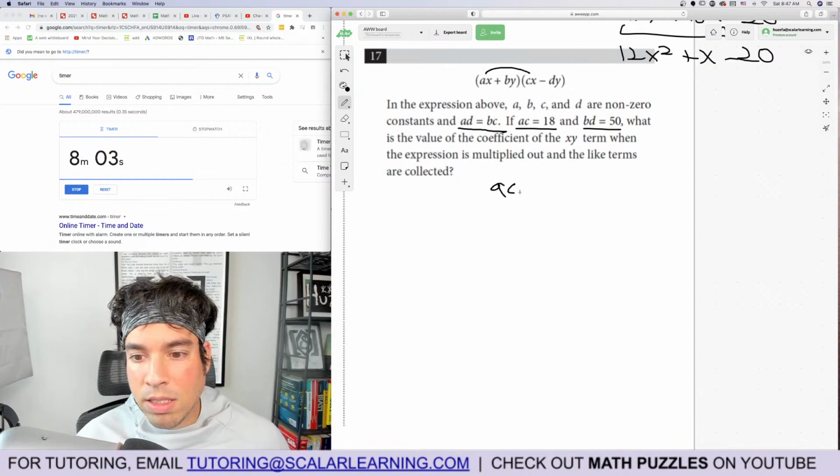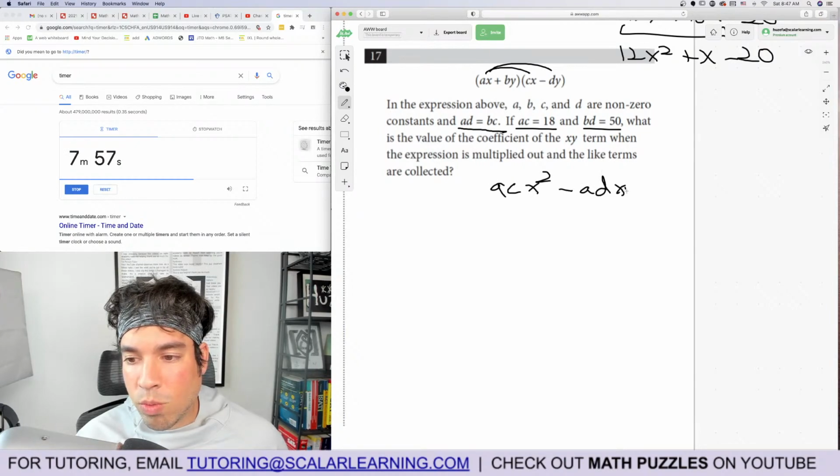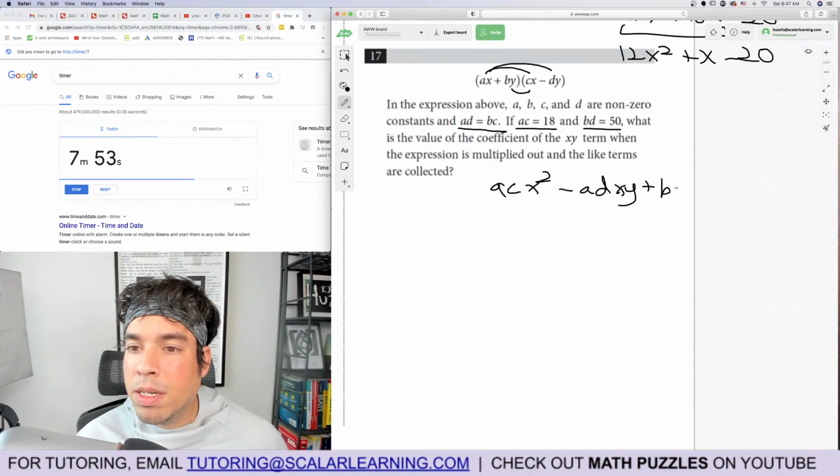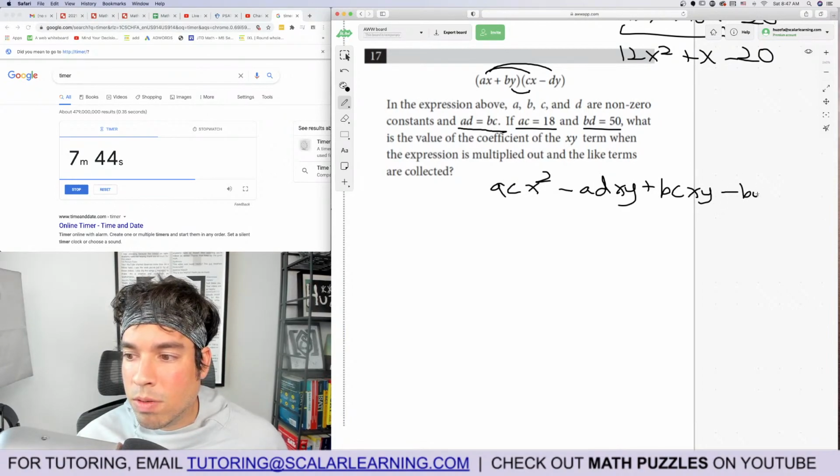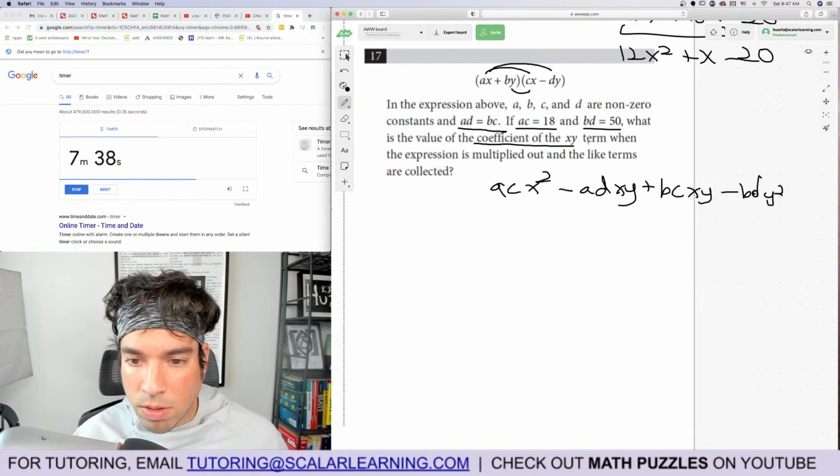That becomes ACX squared minus ADXY plus BCXY minus BDY squared. Okay, what does it want? What is the value of the coefficient of the XY term?